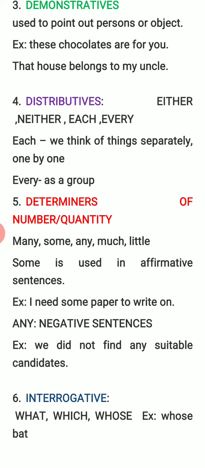Next is any. Any is used for negative sentences. We did not find any suitable candidates. Any suitable. That is why any is used here.